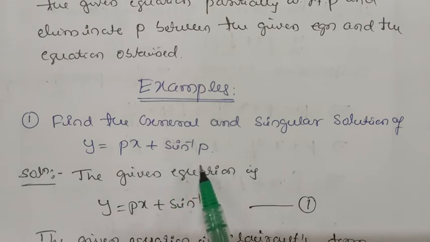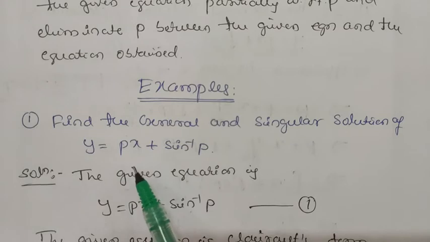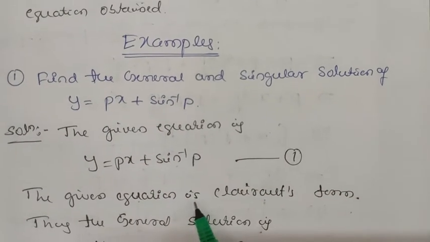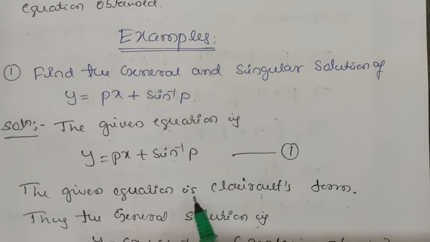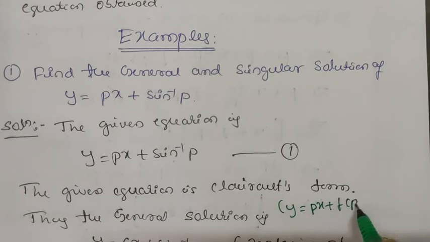First point is it should be in the Clairaut's form. So of course it is in the Clairaut's form only, because the Clairaut's form is y equals px plus f of p. So take this one as equation number 1. The given equation is Clairaut's form, because you know the Clairaut's form is y equals px plus f of p. Let us compare these two. So here we have px plus f of p, that is sine inverse p. It is a Clairaut's form.